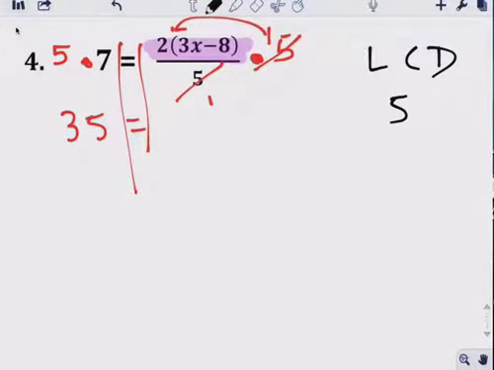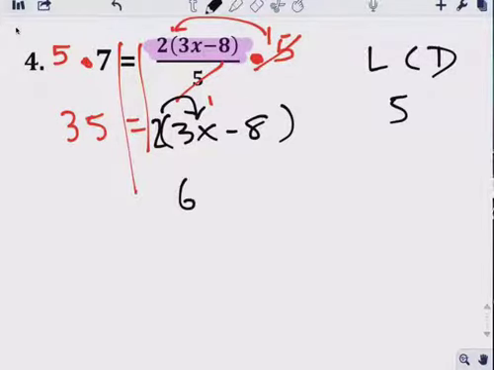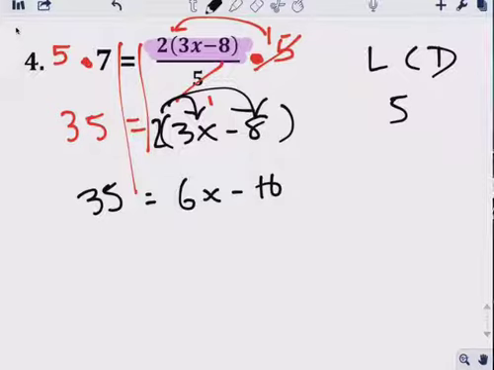Okay, that gives you 2, 3x minus 8. Distribute, that's 6x. Distribute, minus 16, 35. Now, after you distribute, there's only 2 terms. There's nothing to combine here. They're different. You leave it alone. Now you just make 0 to those 2 terms.